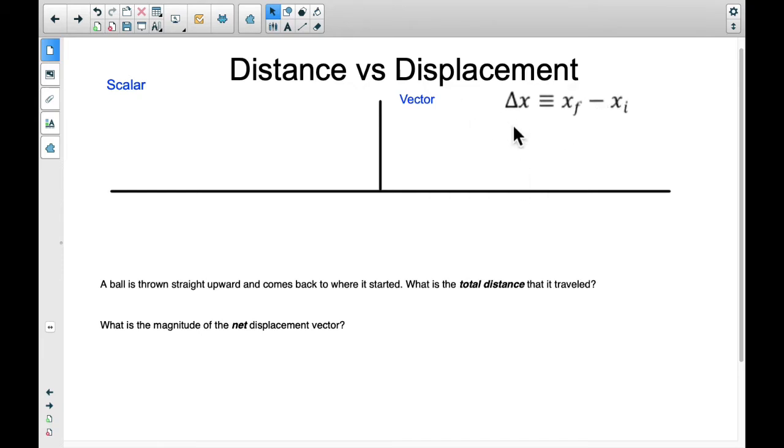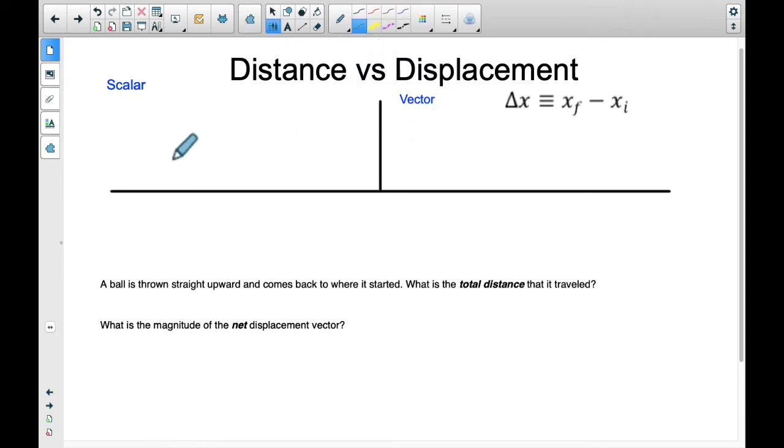Displacement, we often talk about it as change in x, and that delta symbol means change in. Change in x, and this equal sign with the three lines means definition, is the final minus the initial distance. So we're going to talk about that, okay? I'm going to maybe talk about a football field.